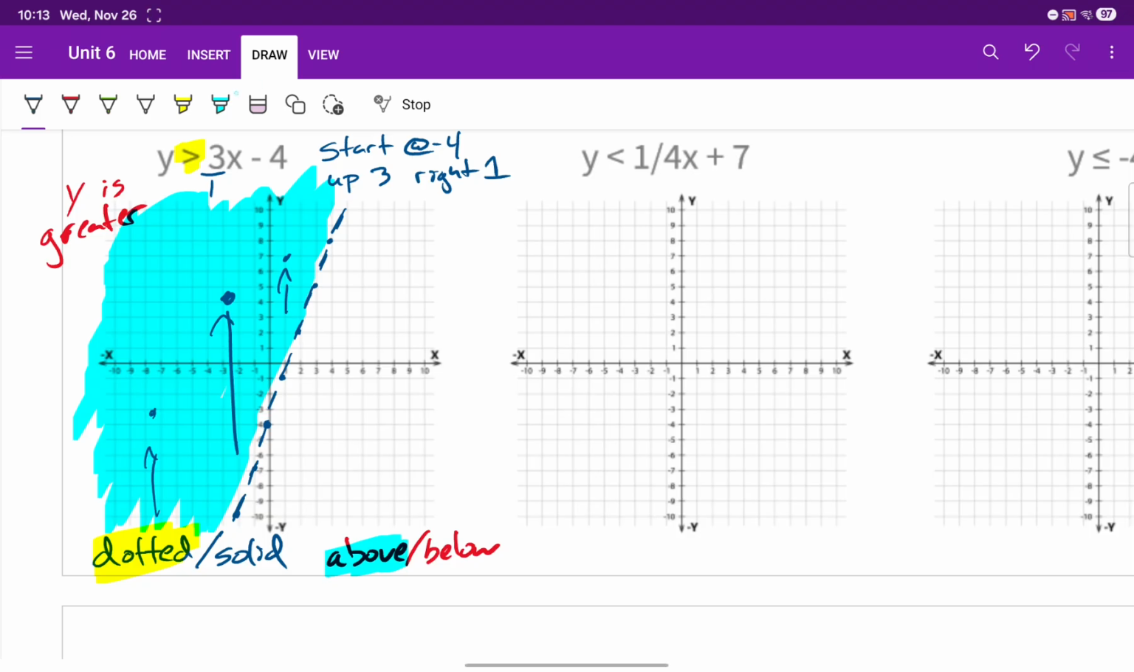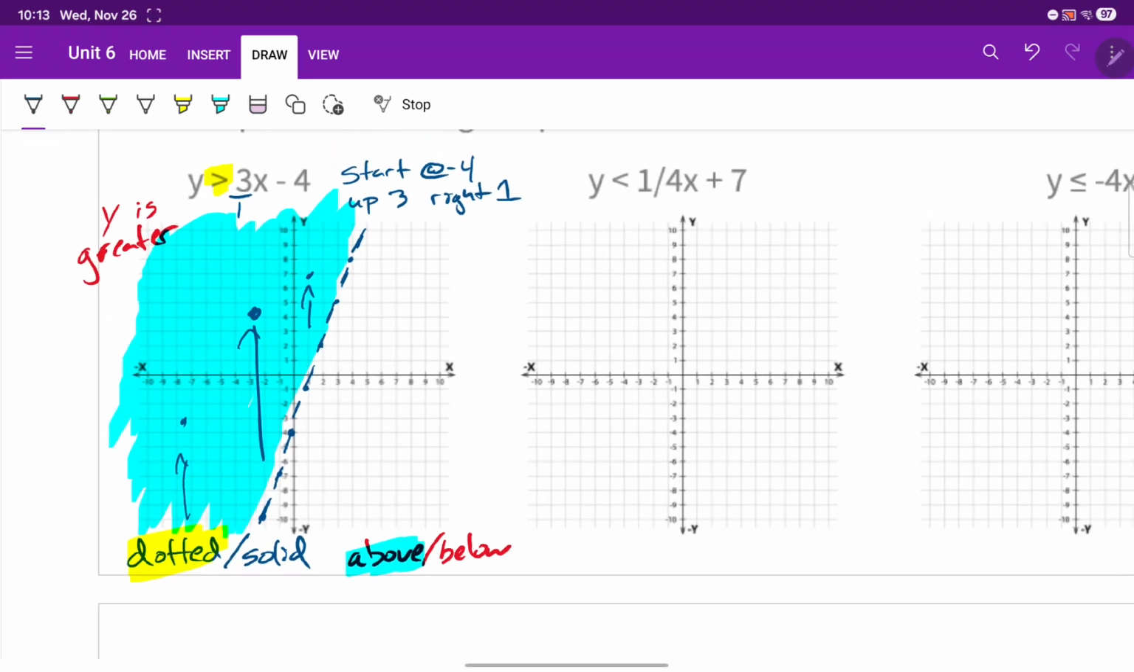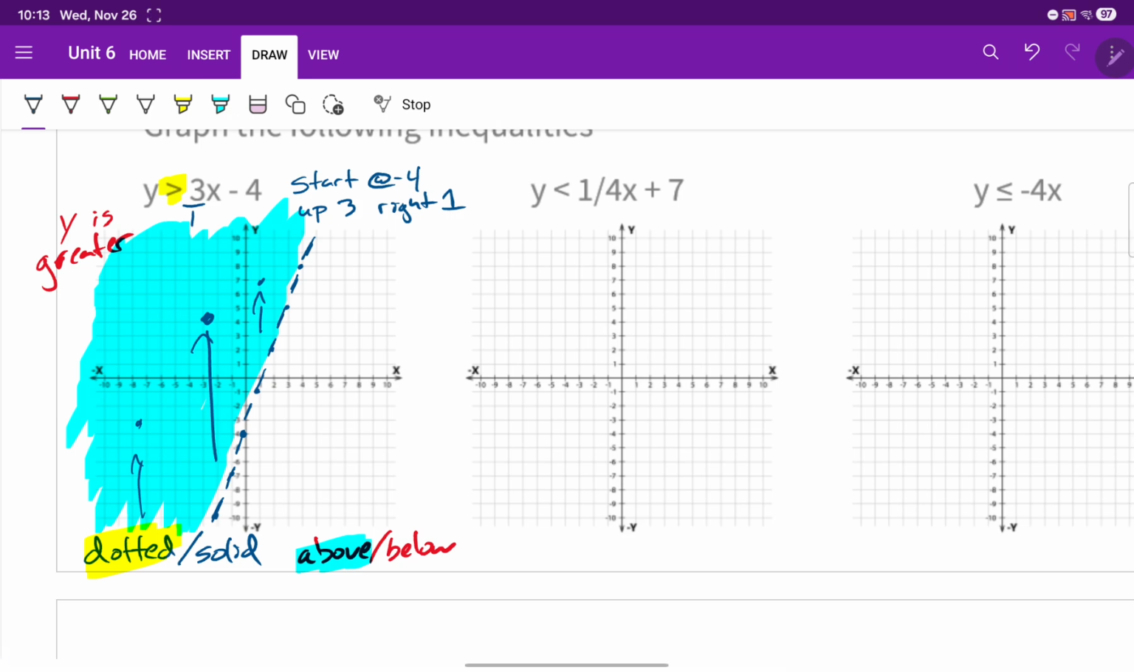Let's try the next one. So the next one, we're going to start by figuring out how I would graph my line. With this next one, I'm just going to rewrite this one out. The typing didn't work great. y equals 1 over 4 x plus 7. This one we're going to start at 7 and go up 1, right 4. Okay, that's my slope.